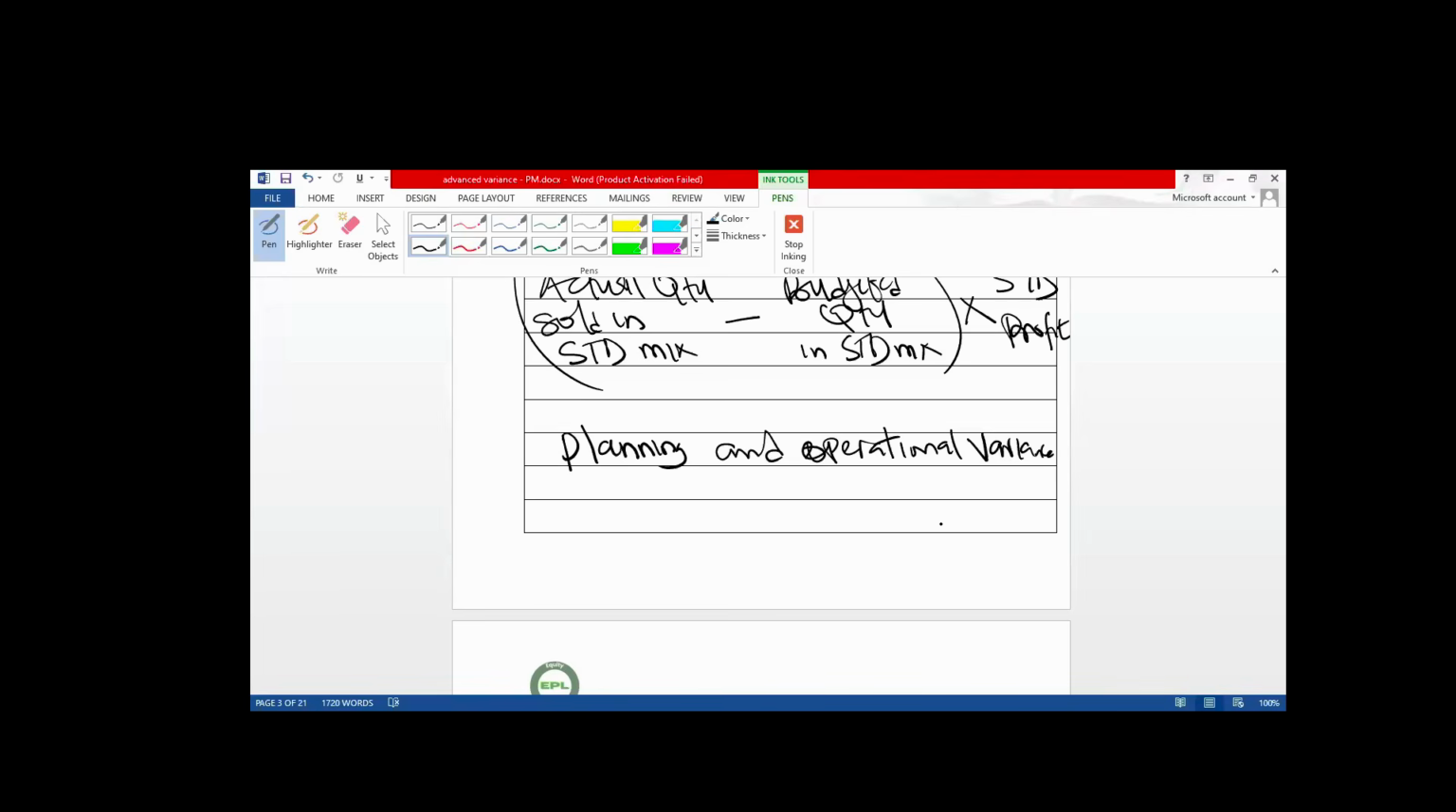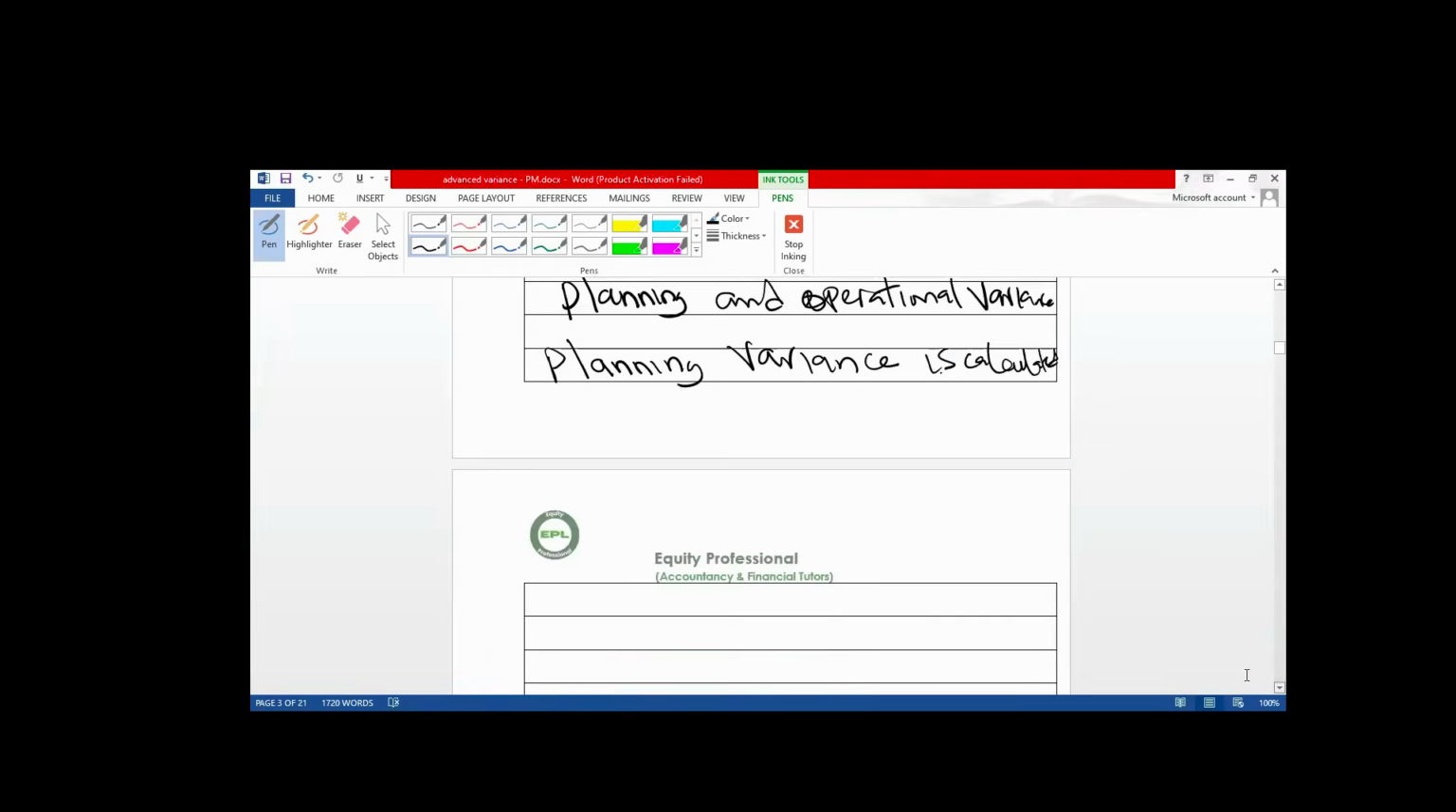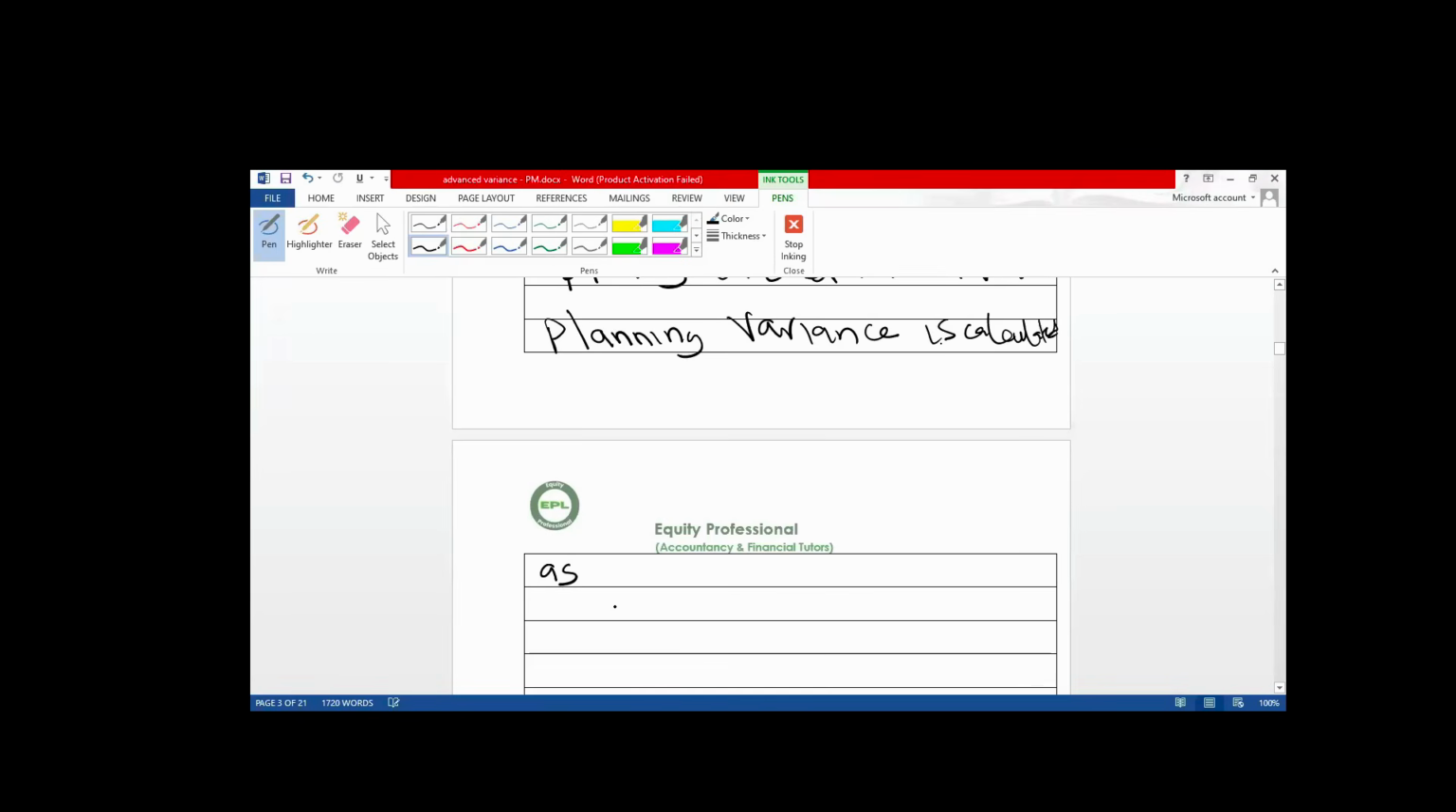Our planning variance is calculated as X ante standard minus X post standard.